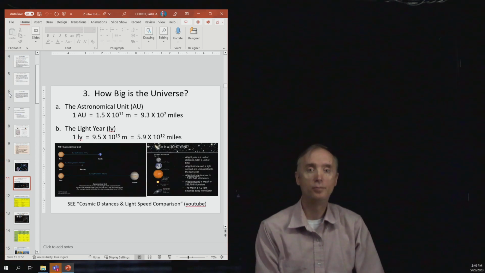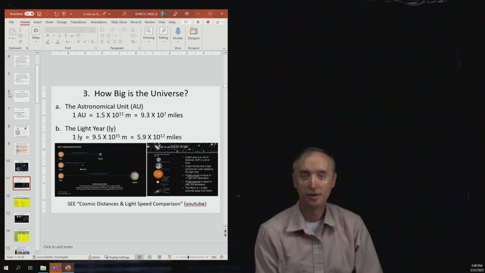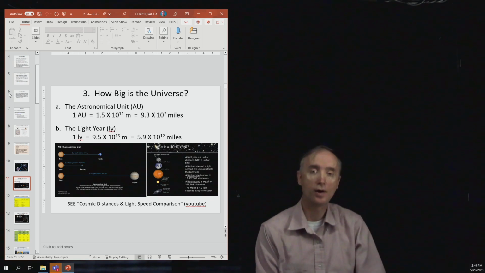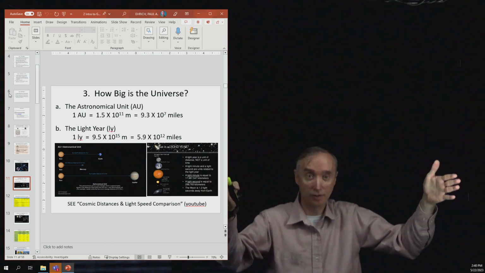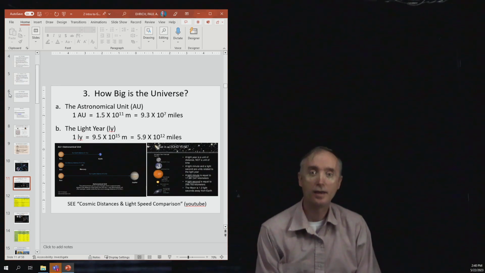So just how big is the universe? I would like for you to know what an astronomical unit is. 1 AU is 1 astronomical unit. And you can see there how big it is in terms of meters. M stands for meters. A meter is about the same thing as a yard, a little bit bigger. And you can also see how big an astronomical unit is in comparison to a mile.